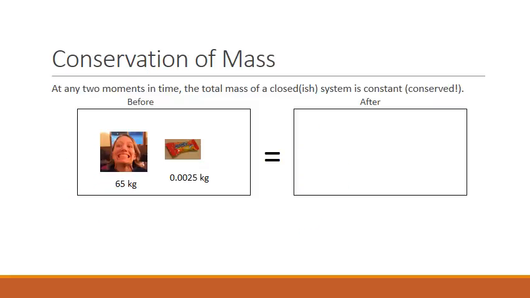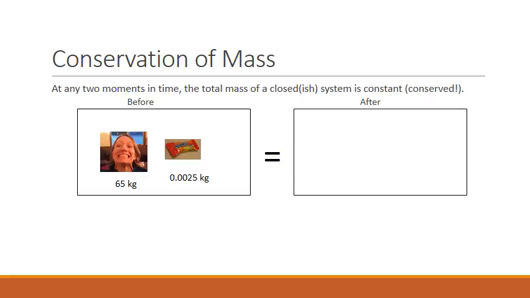The big idea that this has all been leading up to is called conservation of mass. And what the law of conservation of mass states is that at any two moments in time, the total mass of a closed system is constant or conserved. Now, we're probably not going to be able to make any truly closed systems because we can't deal with the whole universe here, but we can approximate a closed system if we aren't going to let any mass come or go out of that system.